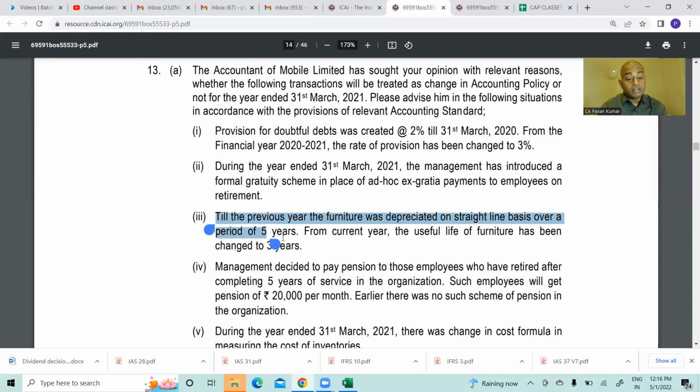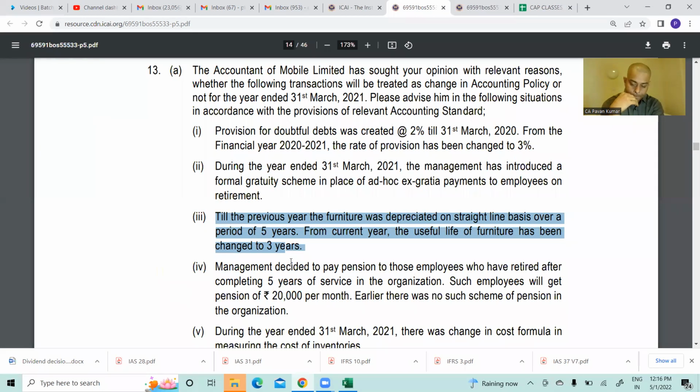Okay. Then next one, 3. Till the previous year, the furniture was depreciated on straight line basis over a period of 5 years. From current year, the useful life of furniture has been changed to 3 years. So is this a change in accounting policy or change in accounting estimate, or what it is? Guys, all of you. Change in accounting estimate itself. Is it a change in accounting policy or is it a change in accounting estimate?